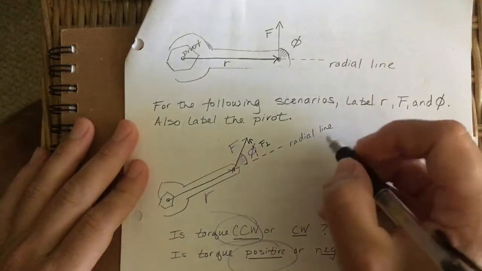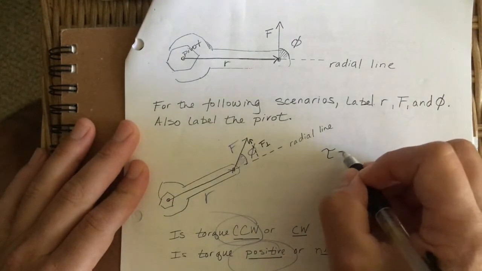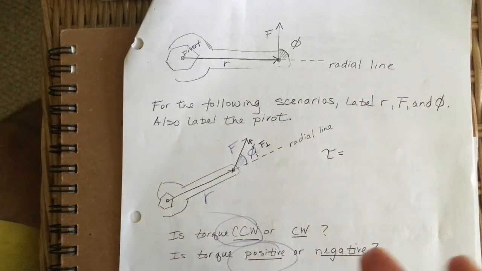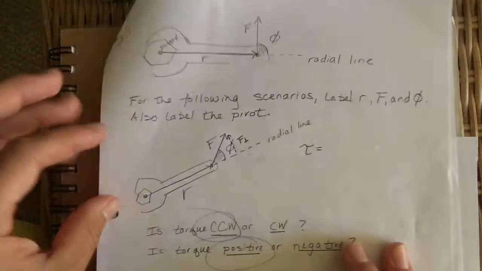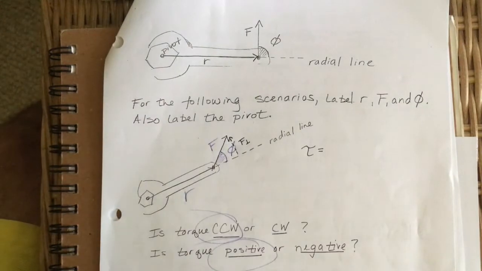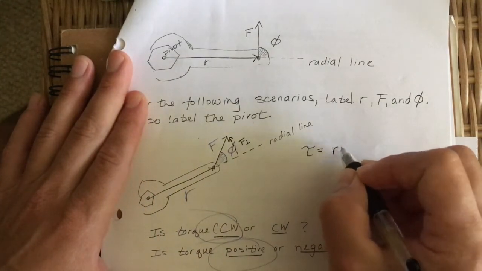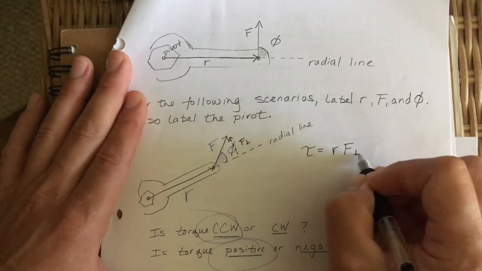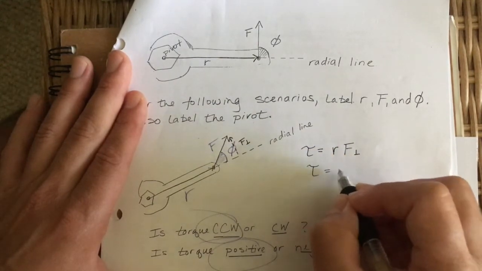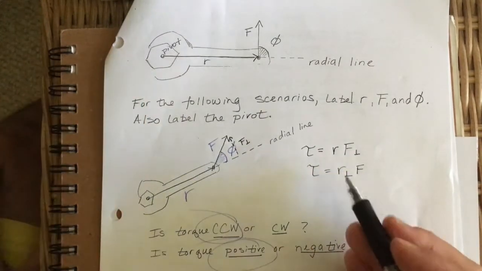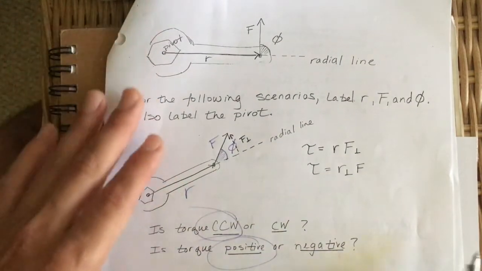And that's really what's important. Sometimes you might use sine or cosine to solve a problem. Sine makes more sense because the sine of 90 is 1, but sometimes if you're given an angle which isn't phi, maybe it's some other angle, you might end up using cosine. Because torque is equal to R times F perp, or torque is equal to R perp times F, and they're both torque, so they're both correct.